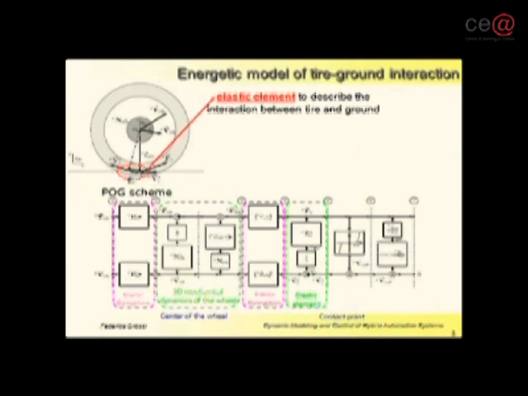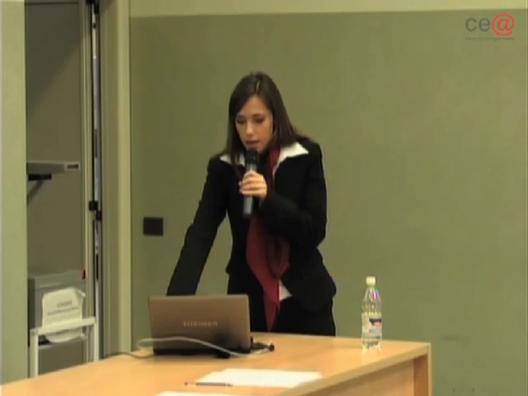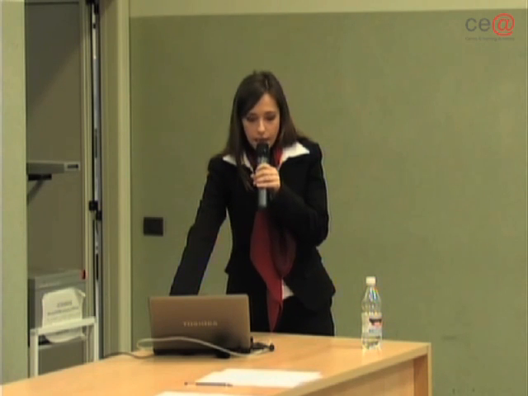So we proposed an energetic model of the tire-ground interaction. In particular, we introduced an elastic element describing the interaction of the tire with the ground. Here you can see the POG scheme of this system, where there are a lot of blocks standing for coordinate transformations, the three-dimensional dynamics of the wheel, and other transformations in order to change the reference frame. Then you can see in green the elastic element, and finally here we find the skid and the slip.